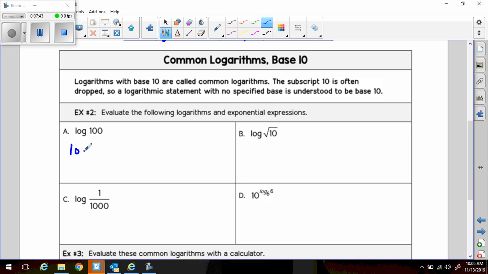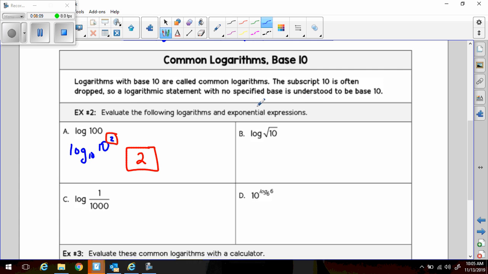So log base 10 of 100, but 100 I know is 10 to the second power. We can write this actually as an exponential if that's easier for you. But I know that a log base 10 of 10 is 1. We're just going to be the exponent, this exponent right here. So I know that this is 1 times 2 is going to give us 2.